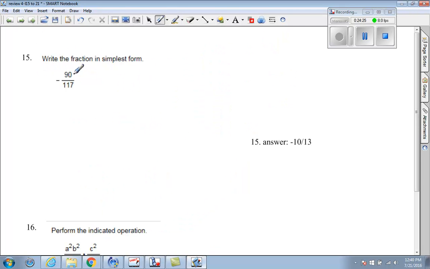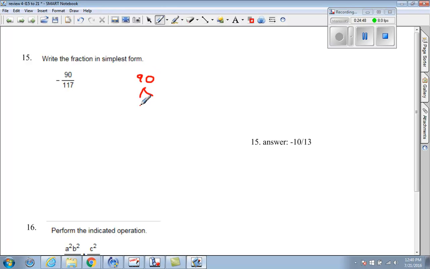Write this fraction in simplest form. We have the answer over here. You might be looking at it, here's a catch, and say 90 and 117, they have nothing in common. But here's the trick. Think about numbers that go into 90. Okay, 9 and 10. Well, clearly 10 doesn't go into both of these numbers, but maybe 9 does. Just test it out. Okay, when in doubt, expand it out.